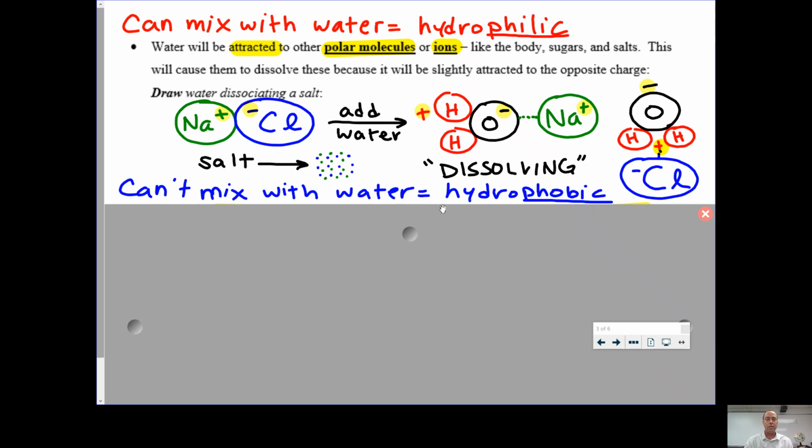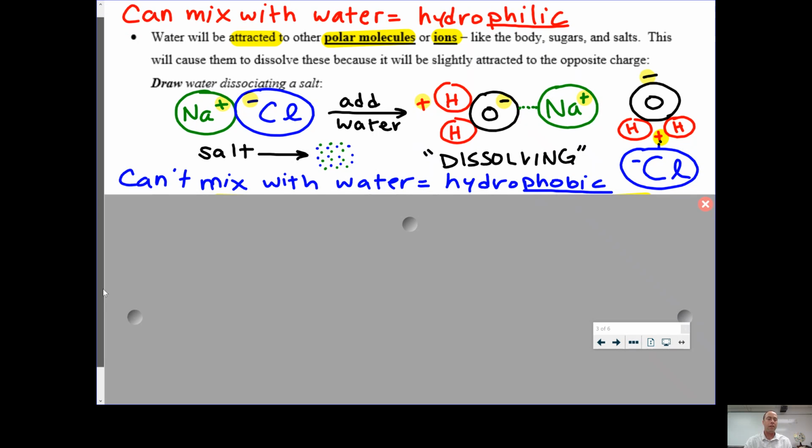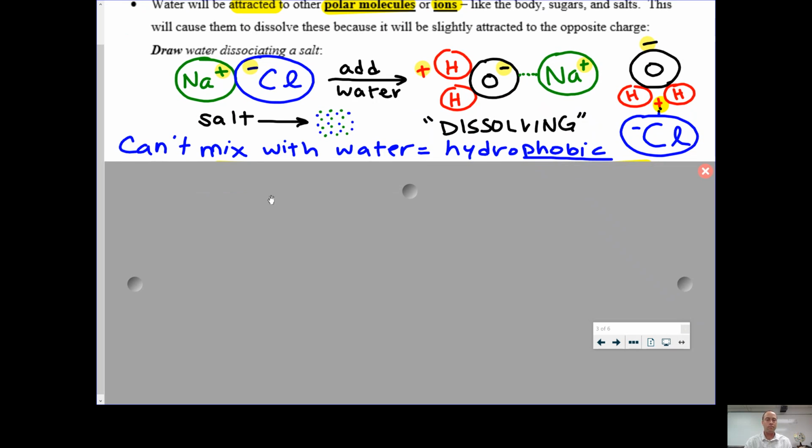Now realize the sodium and the chlorine will still stay. Even though they're separated out, they still act as salt, because even when they're in their ionic compound, they aren't really together. They still are kind of separate ions.